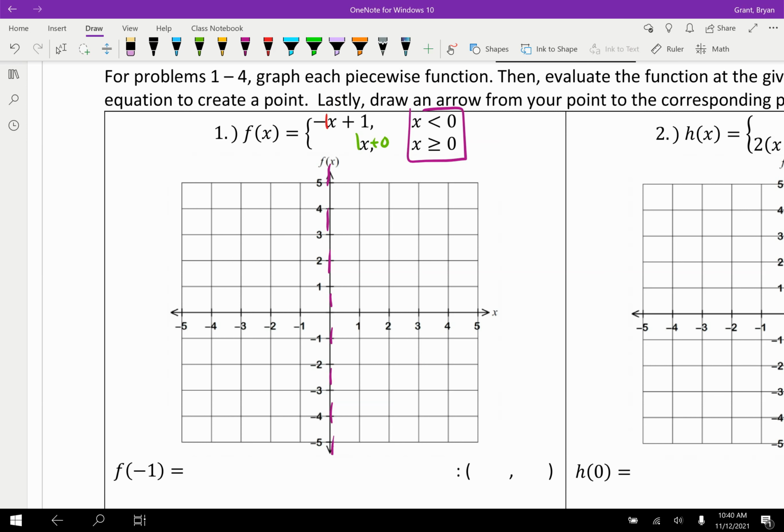So if we substitute in 0, let's see, what is that going to be? It's negative 1 times 0 plus 1. Okay, so this is when x is 0. That's 0 plus 1, which is 1, so it gives us the point (0, 1). Notice that there is no equals sign on this, so there's an open circle.